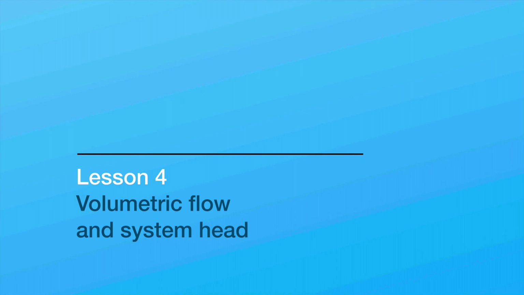We are arriving at the middle point of this course. I would like to remember that every one of the courses included in our academy is composed of 10 lessons. We are approaching lesson 5, so we are very happy. The name of this lesson is Volumetric Flow and System Head.